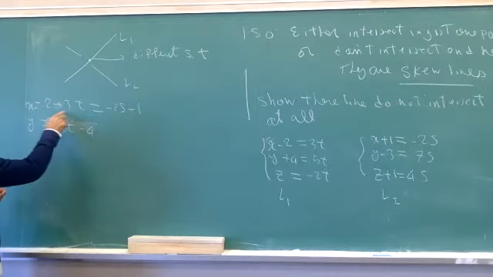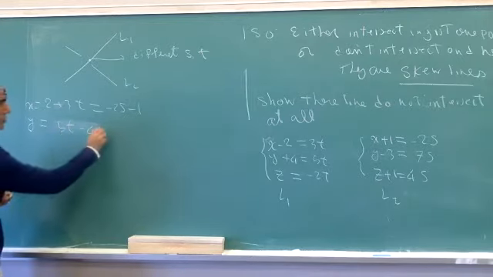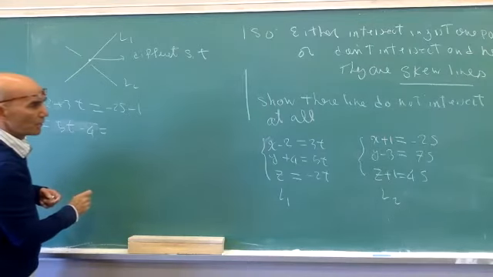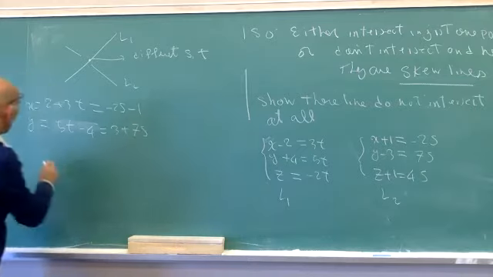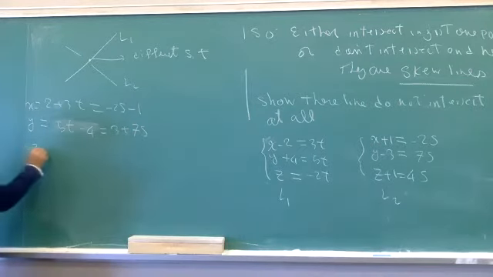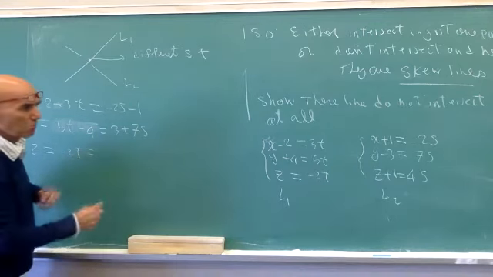3t plus 2 equal to negative 2s minus 1. 5t minus 4 is equal to 3 plus 7s. And then the last one, z, is equal to negative 2t equal to 4s minus 1.